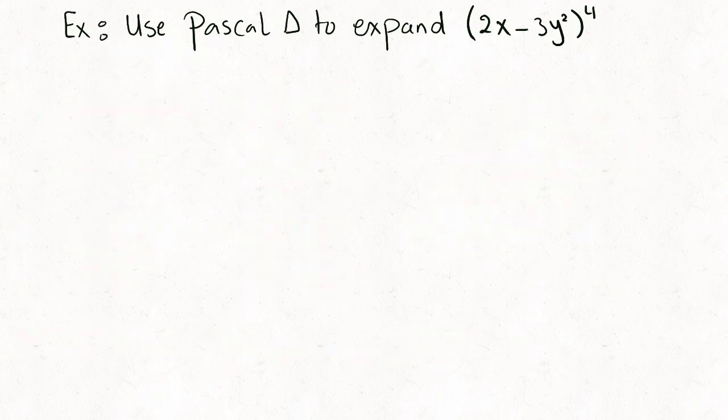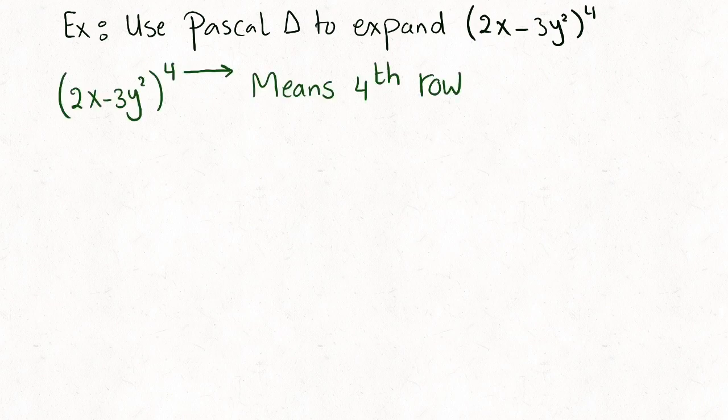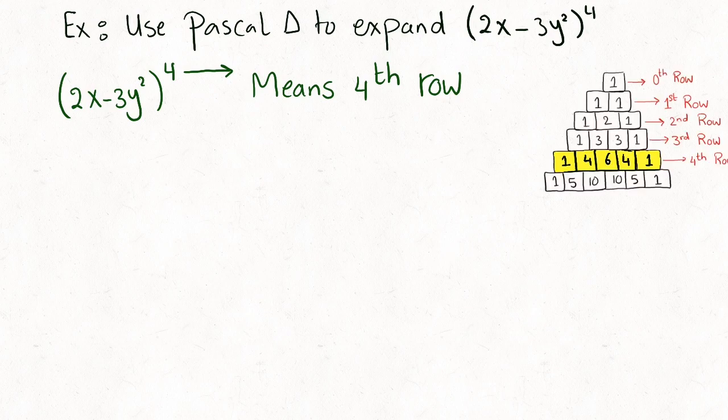In this example, we will also use the Pascal triangle to expand this binomial. Now, we notice that the power is 4. It means that you have to use the fourth row. You need to recall it. Now, as I said, the yellow row represents the coefficients of the terms.